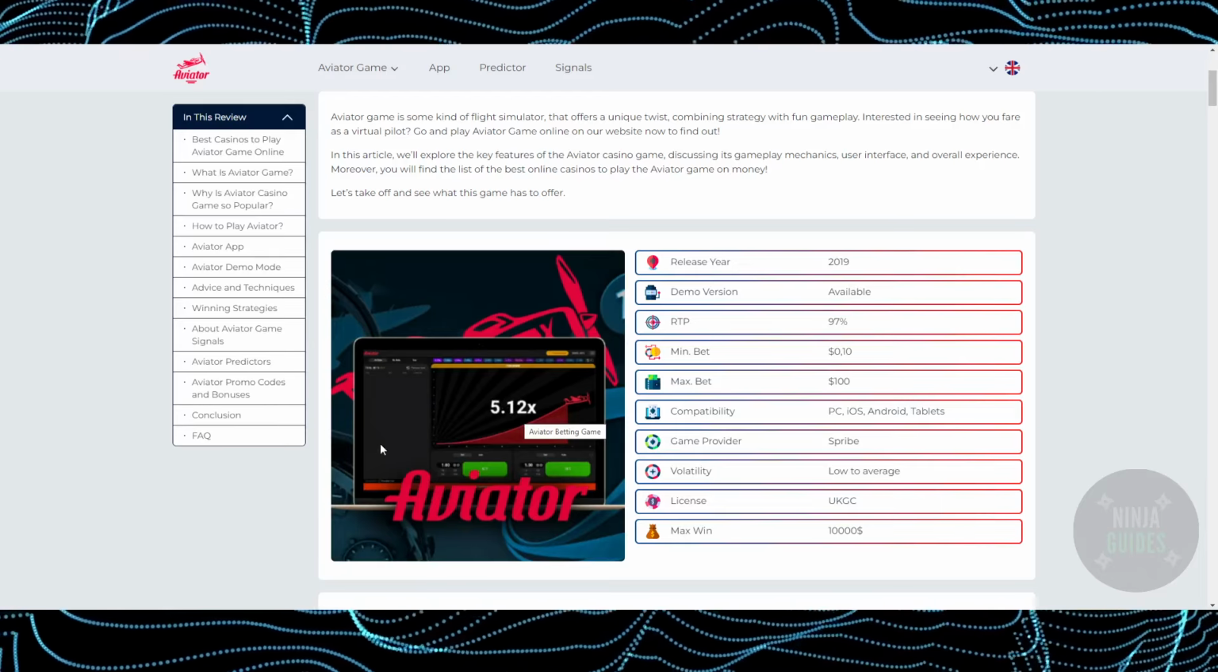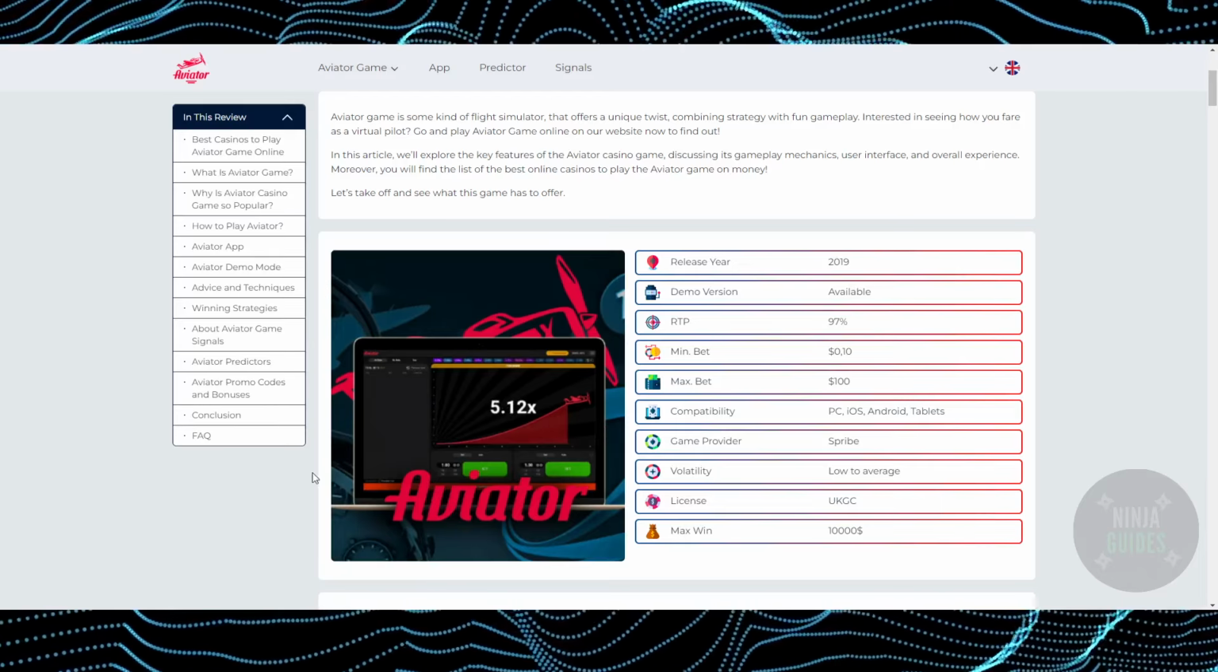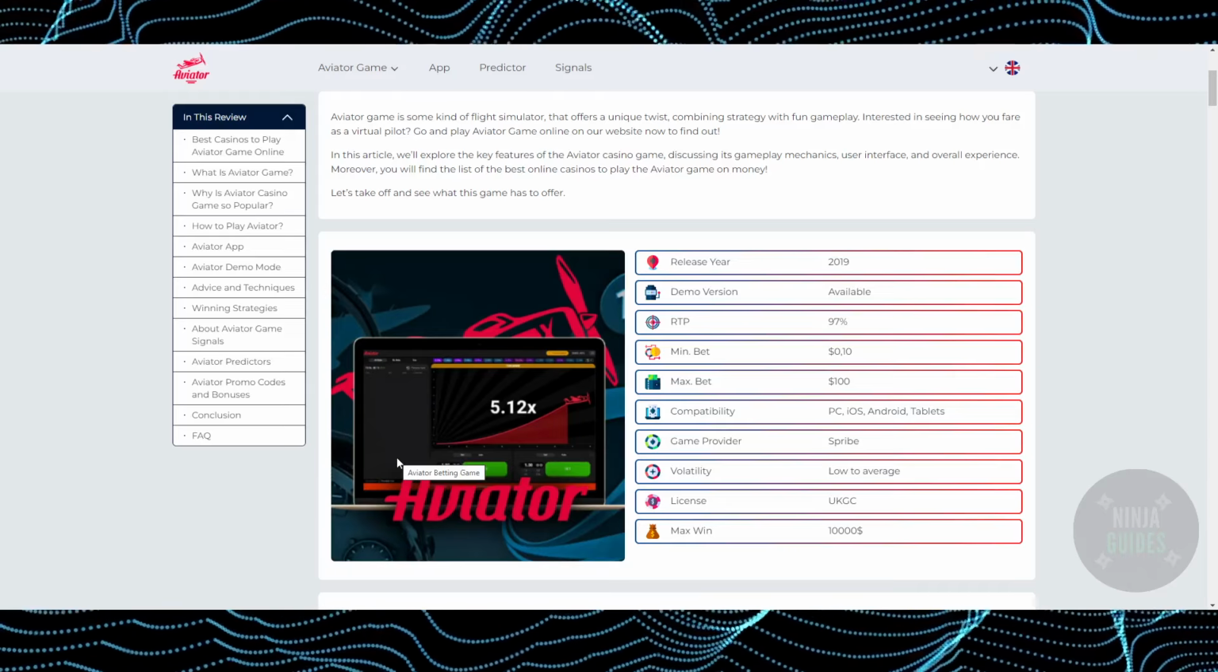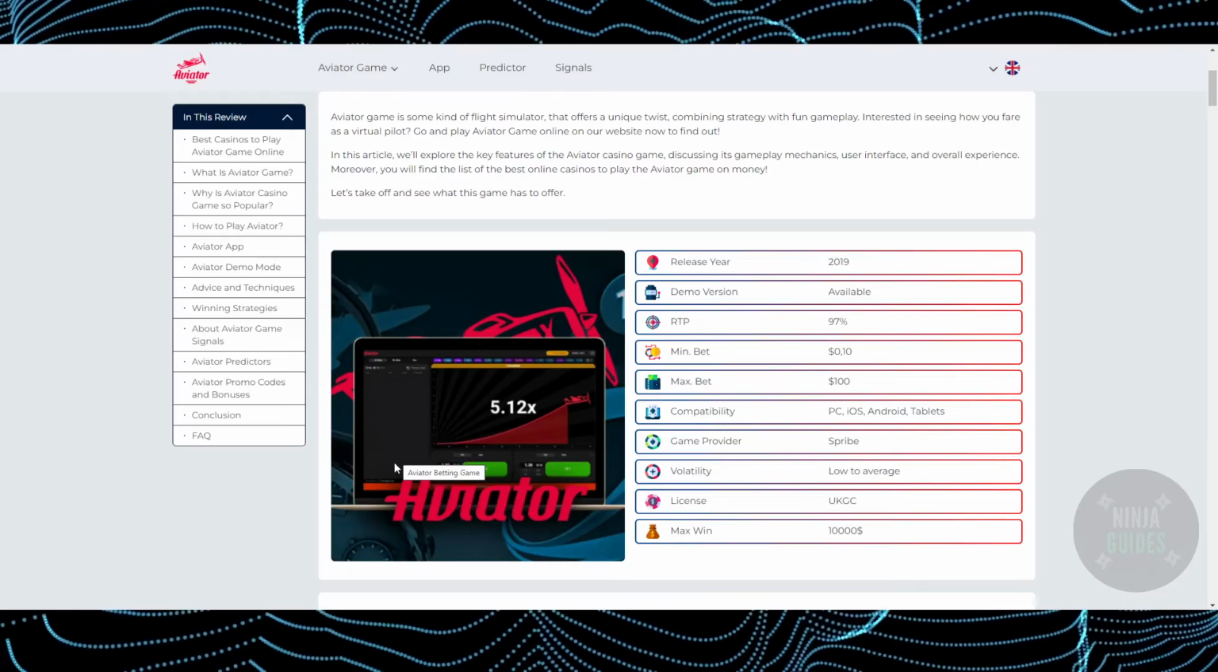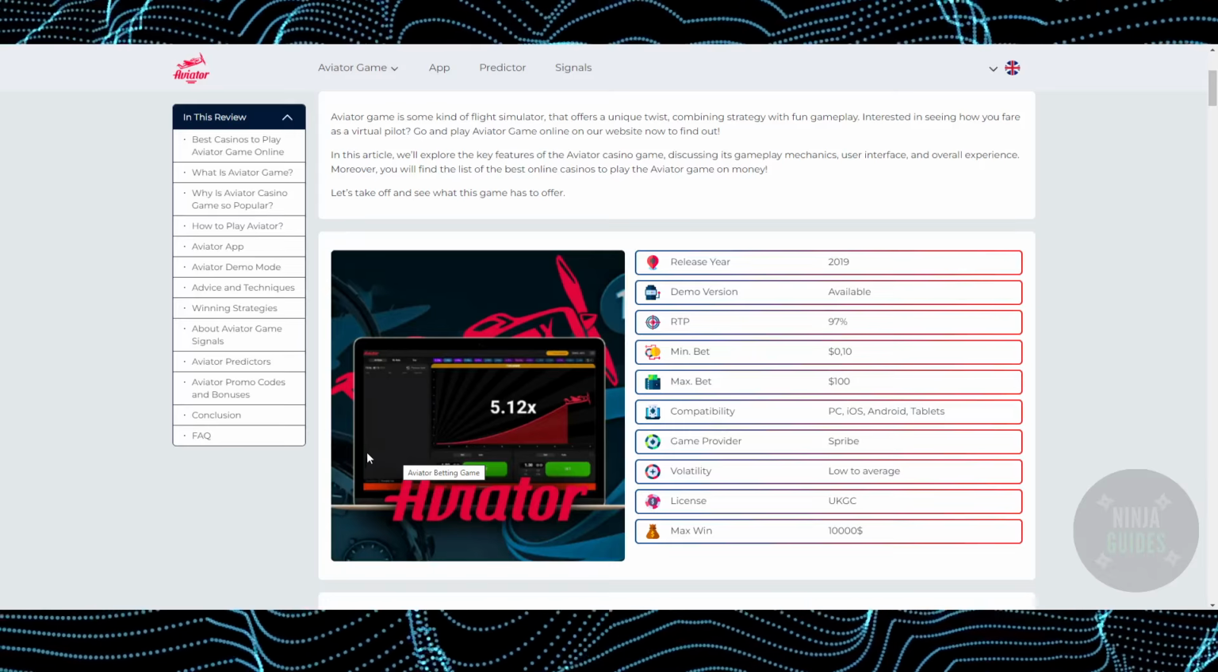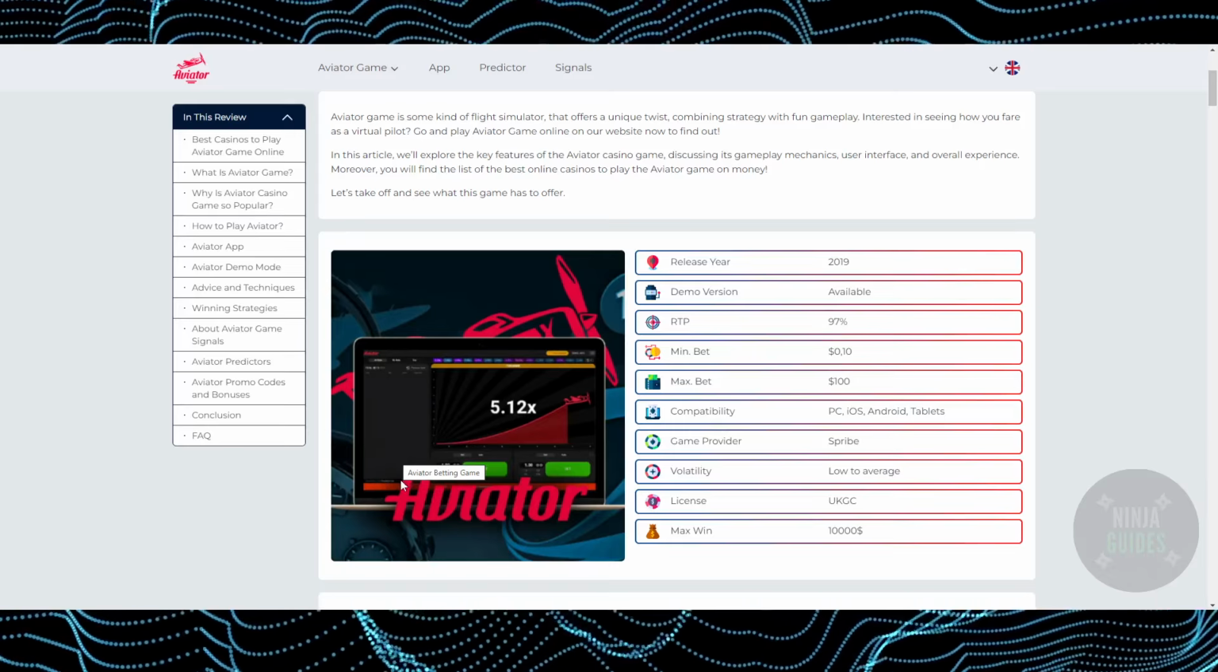Well, this thing is not possible because this is a gambling app, and if you knew when the plane will crash, it would be an unlimited money-making technique, and this doesn't work like that. So, downloading the Aviator Predictor is not possible.